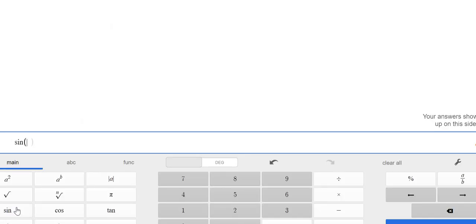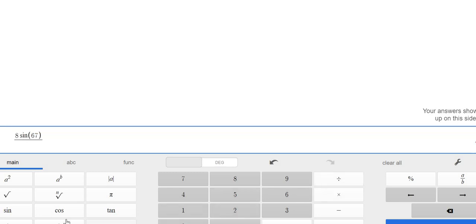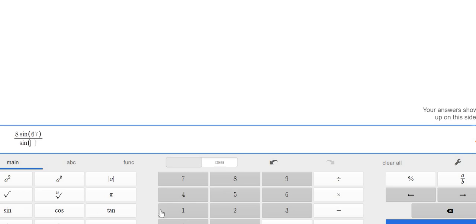Okay, so start with 8 sine 67 divided by sine 73. Okay, so that gives us 7.700514696.